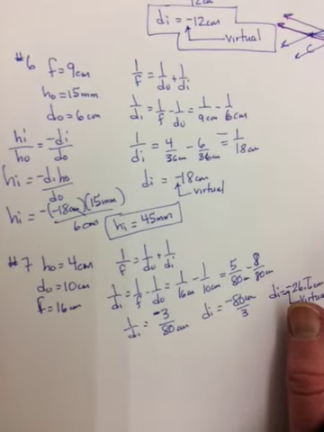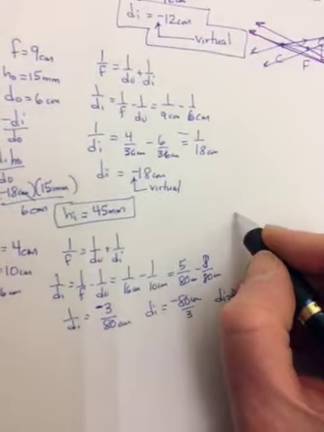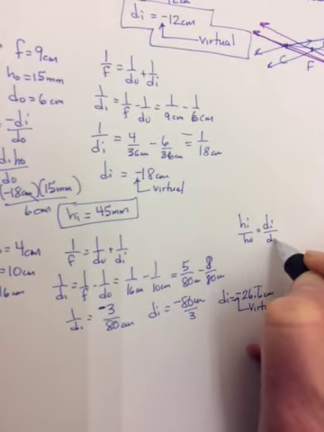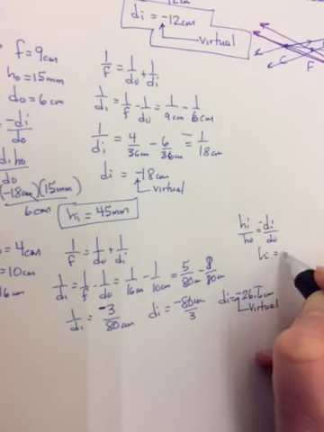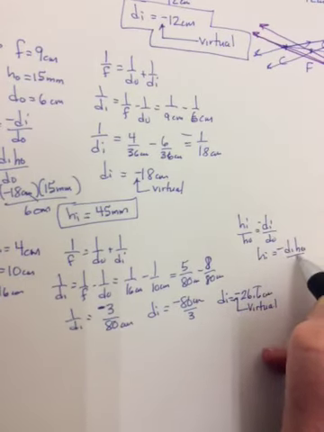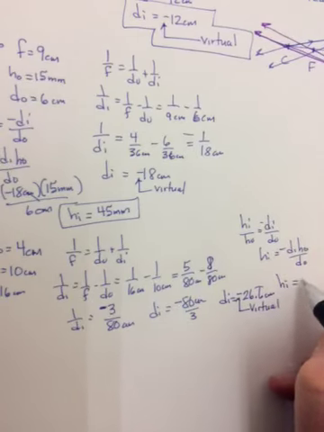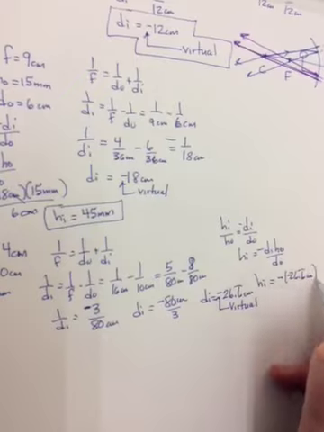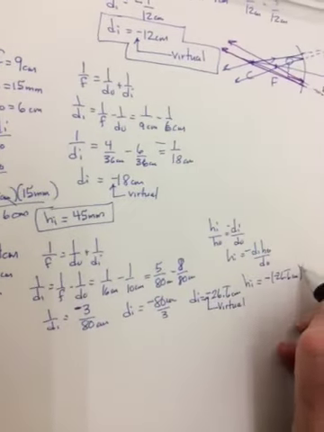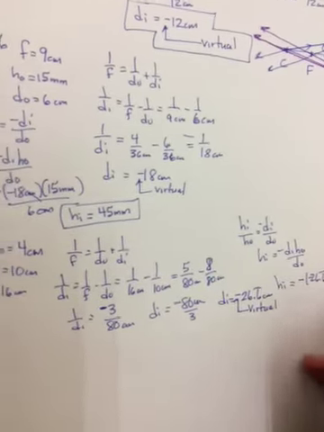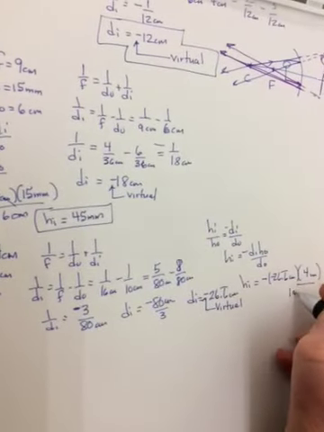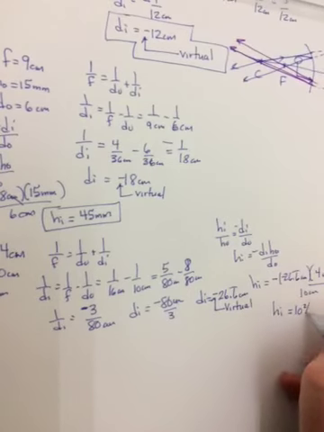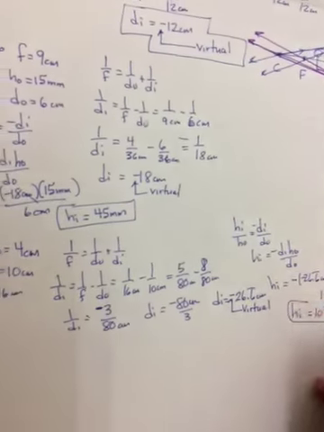What is the height? So hi over ho is equal to negative di over do, with the wonderful negative. Hi is equal to negative di ho over do. So hi is equal to negative 26.6 repeating times 4 centimeters over 10. And you get a positive 10 2/3, or 10.6 repeating centimeters.